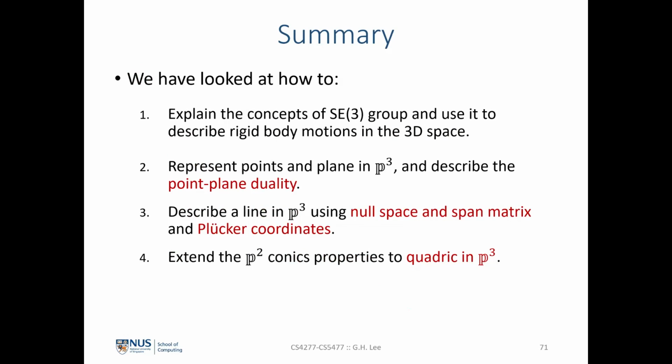Now, in summary, we have looked at how to explain the concepts of the SE3 group and use it to describe rigid body motion in 3D space. And we also have looked at how to represent points and planes in the projective 3 space, and describe the point-plane duality. Then we looked at how to describe a line in the P3 space using two representations, the null space and the span representation, as well as the Plucker coordinates. And finally, we extended the P2 conics property into the quadric.